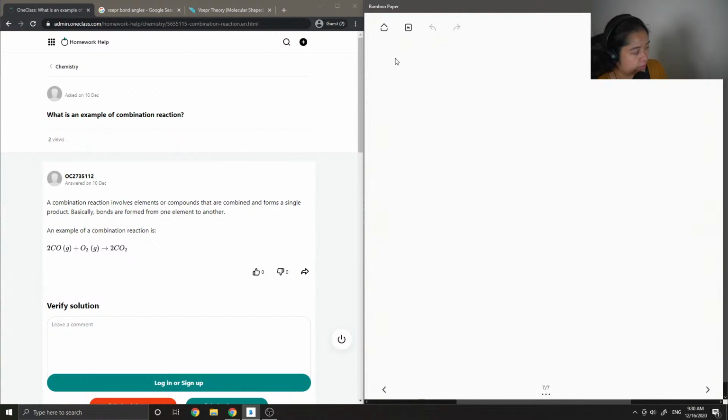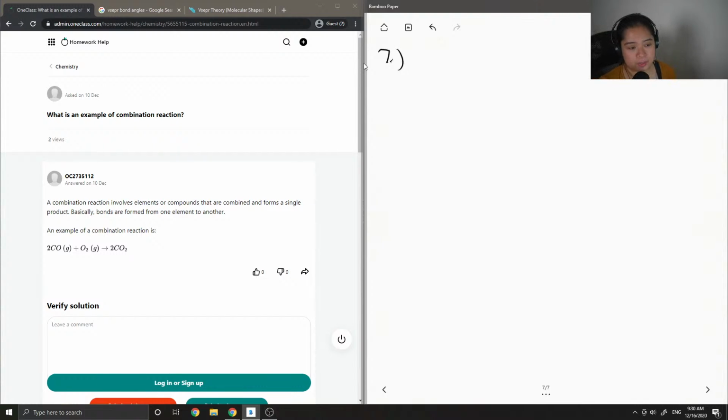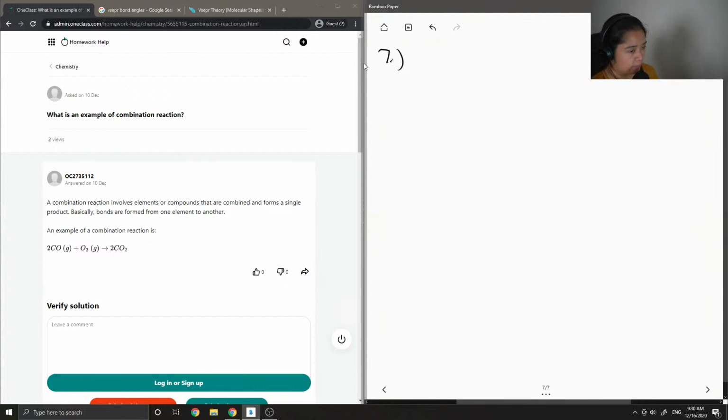Okay, so now let's move on to question number 7. So this asks, what is an example of a combination reaction? So a combination reaction, let me just write out a brief definition.